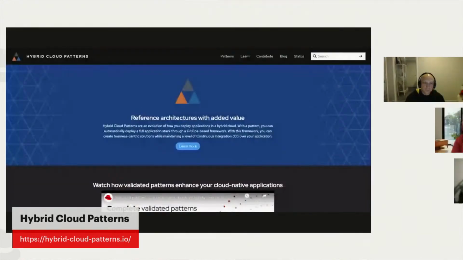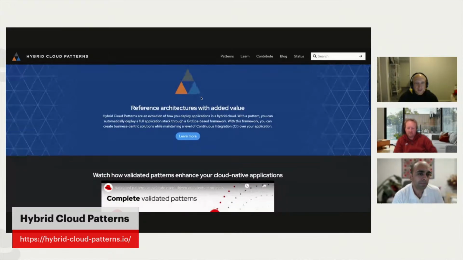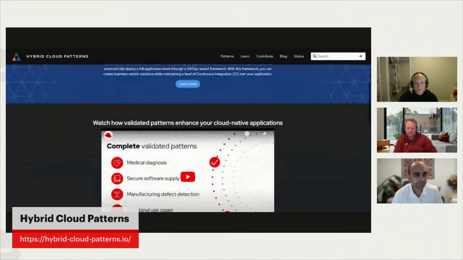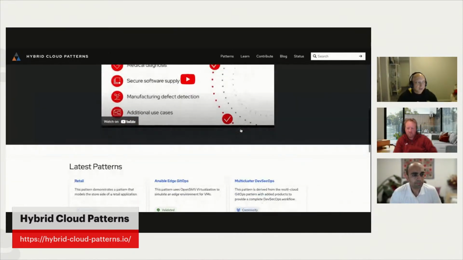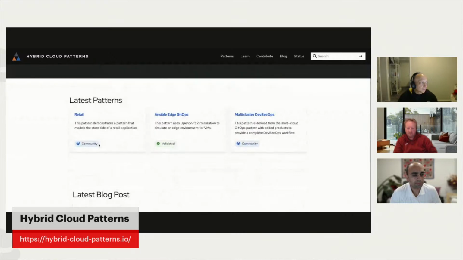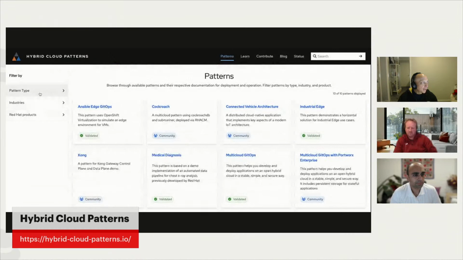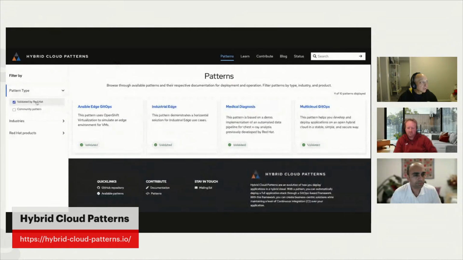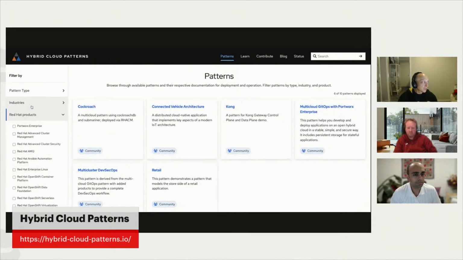Which is why I wanted to look at the hybrid cloud website, right? Because we were talking about this obviously as we were preparing for the show. And as I was looking at the site, this is sort of the, I don't know what you call this, the upstream version of the site. I mean, this is the available site. I noticed across them that when I'm looking at my patterns, I can choose different types: validated by Red Hat, a community pattern. I'm looking at industries. I'm looking at products.